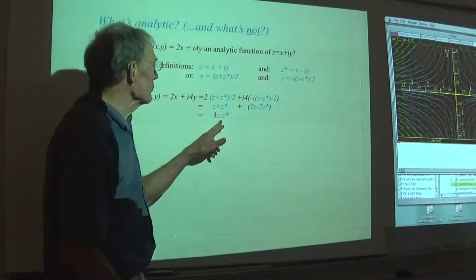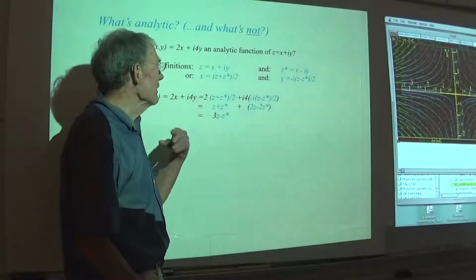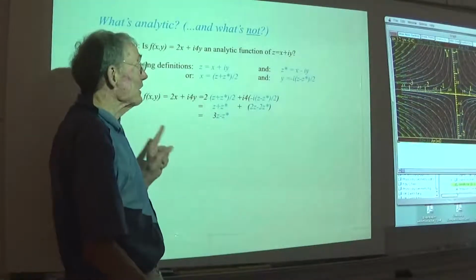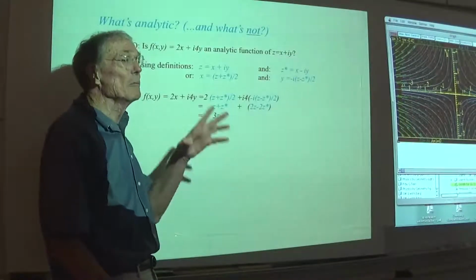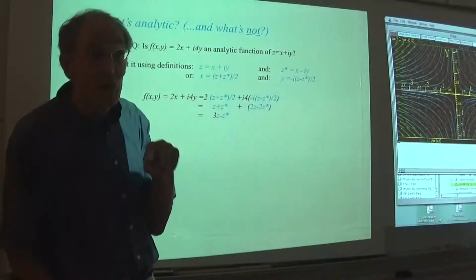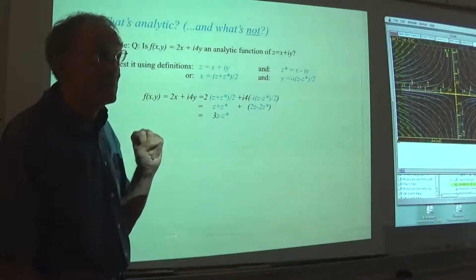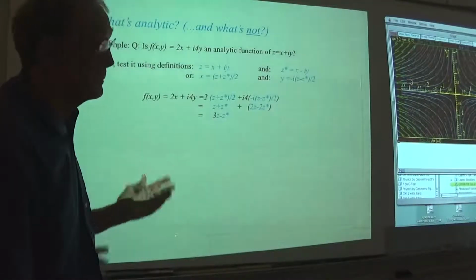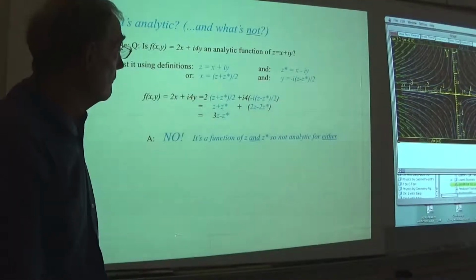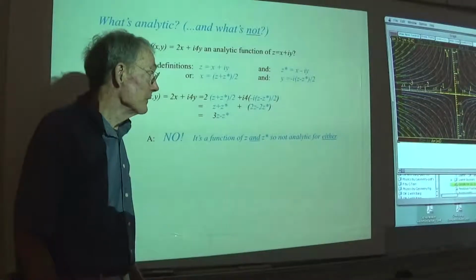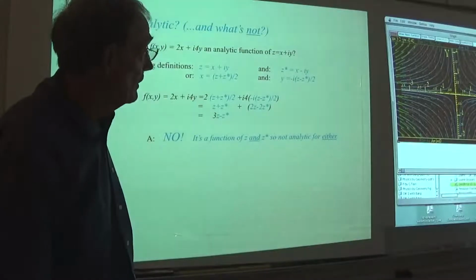It's 3z minus 1 z star. This is not an analytic function of either one. Okay, that's the definition of analyticity. It has to be a function of one of them, or the other, but not both. Okay, so it doesn't have to go to infinity to be non-analytic. So the answer is no. It's a function of both. So not analytic for either.